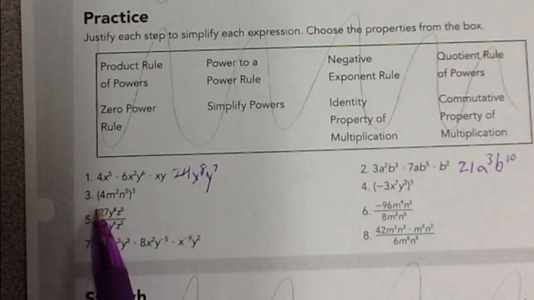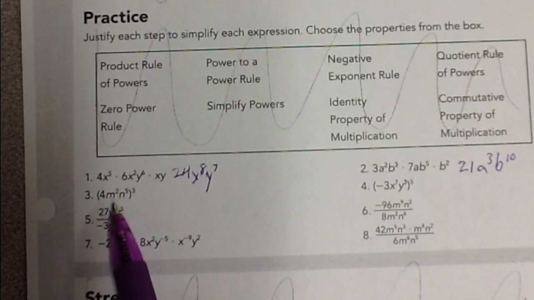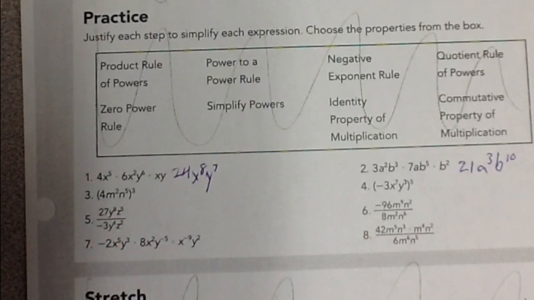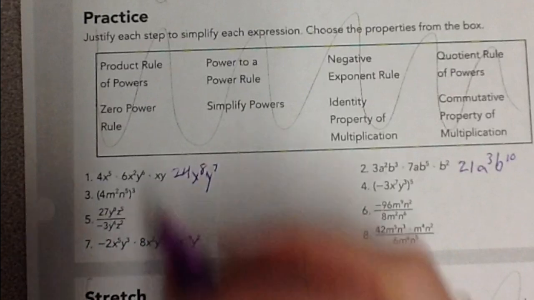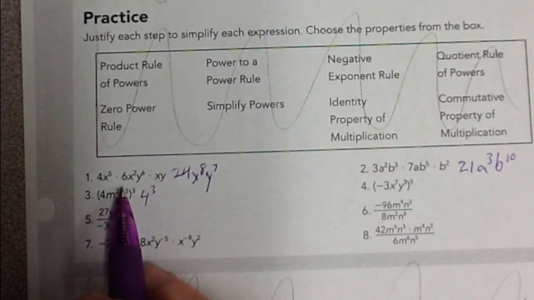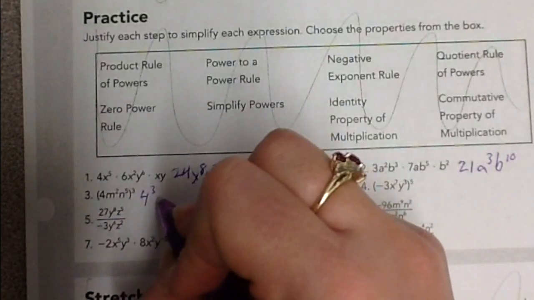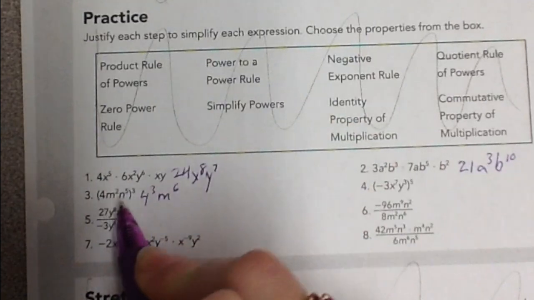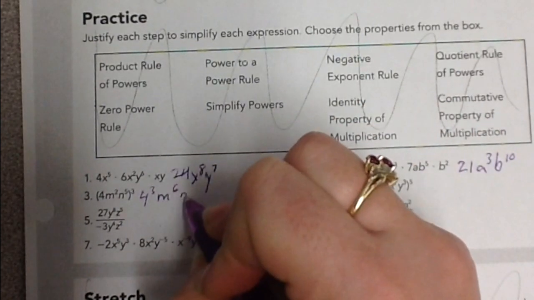Looking at number 3, this is going to be the power rule. This 3 is saying I have all of this on the inside 3 times. So pretty much all of these on the inside, whatever exponent is there, it gets multiplied by 3. So we have 4 to the 3rd. This m squared, we have that 3 times, so it's actually going to be m to the 6th. And then the n to the 5th, because I have that 3 times, will be to the 15th power.